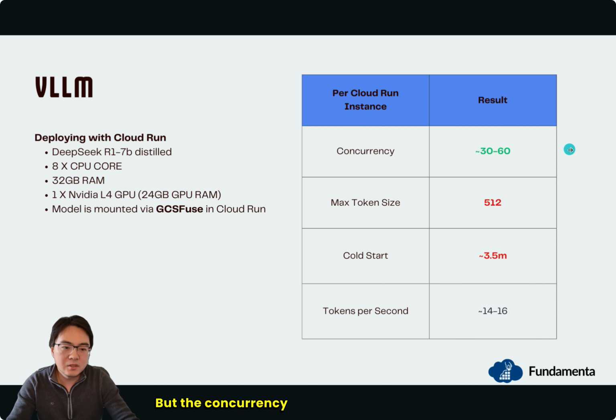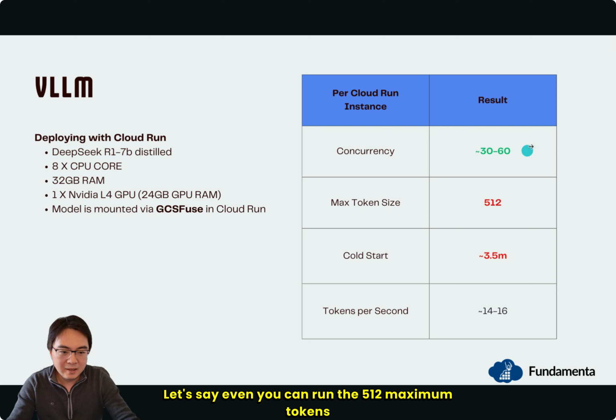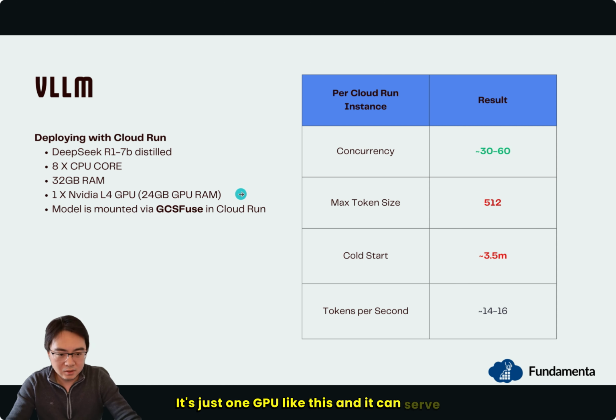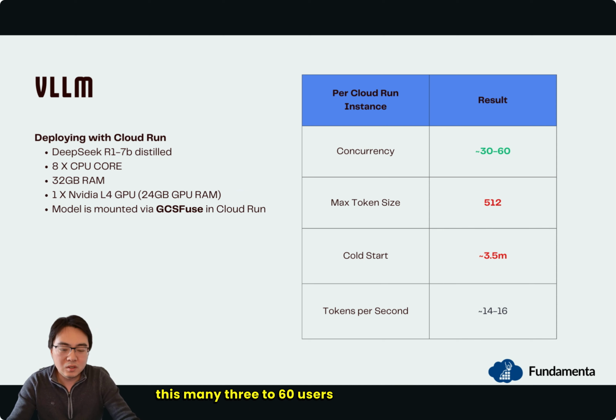But the concurrency shoots up all the way to 30 to 60. And that's a major difference. And this is really, really important. Even if you can run the 512 maximum tokens, and the actual concurrency with relatively minimum latency, you can still go to 30 to 60 concurrency. That is massive, right? Just think about it. It's just one GPU like this, and it can serve this many, 30 to 60 users concurrently using your solution, although it has some drawbacks in the other categories.